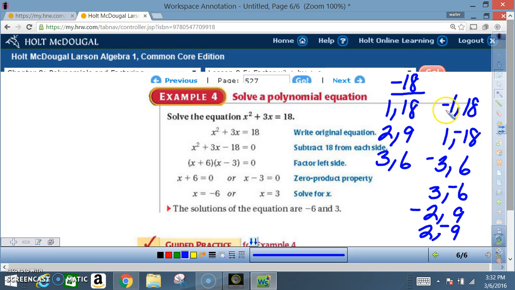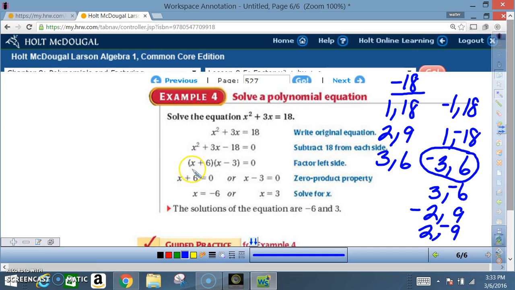So that means I have to go with negative 1 and 18, 1 and a negative 18, negative 3 and 6, 3 and a negative 6, negative 2 and 9, 2 and a negative 9. Which one of these combinations, when I multiply, would give me a negative 18, and when I add, would give me a positive 3? Well, I think that's going to end up being right here. 6 times a negative 3 is a negative 18. 6 plus a negative 3 is equal to a positive 3, and that's what I'm looking for.